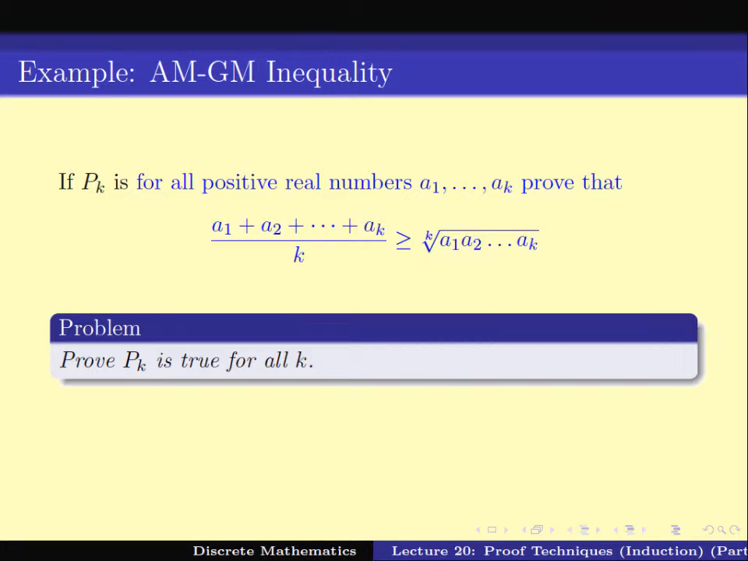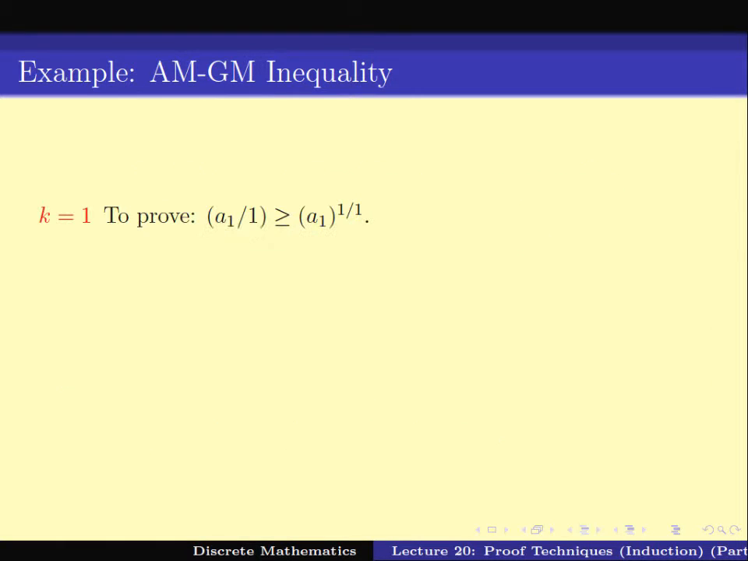Now we should try to see whether we can solve this for smaller values of k. Can we prove these initial cases, say k equals 1, k equals 2, k equals 3 and so on? So let's start with k equals 1. For k equals 1, we have to prove that a1 by 1 is greater than or equal to a1 to the power 1 by 1. And this is completely trivial. It is obviously true.